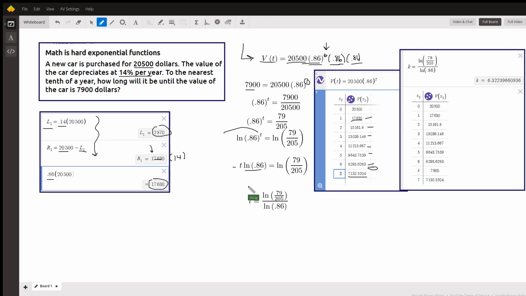Okay, so there's the value of t, and here I show that it has a value of about 6.32. And if I put that into the table, there's the value after 6.322 years.